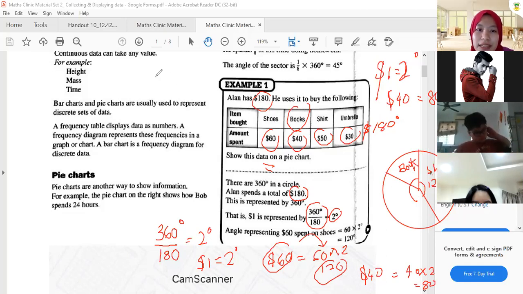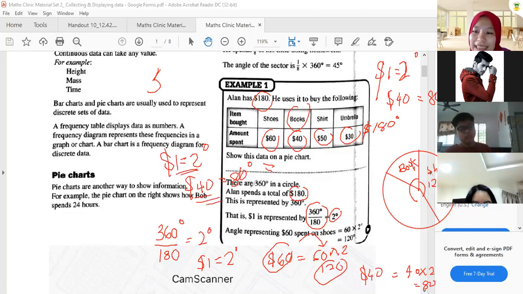Can someone tell me why $40 equals 80 degrees? Because $1 is 2 degrees, my dear. If you have $40, how many degrees? Times 2. 40 times 2, 80 degrees. So you place the protractor, find 80 degrees. That's why you get book here.